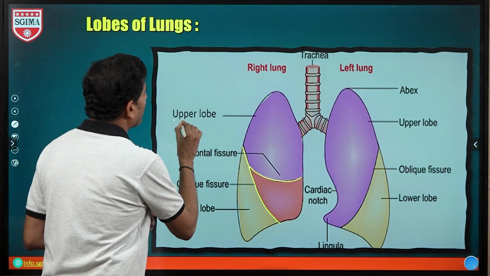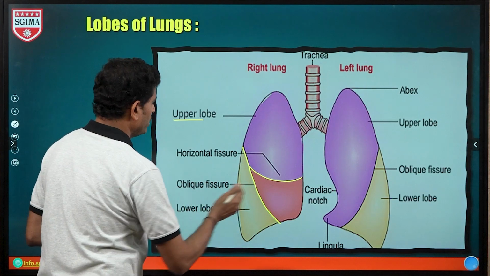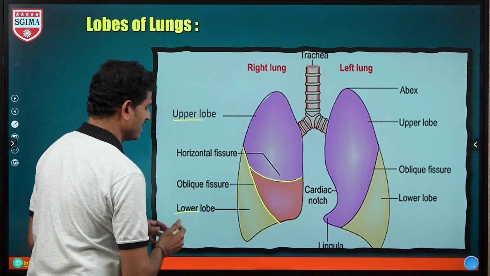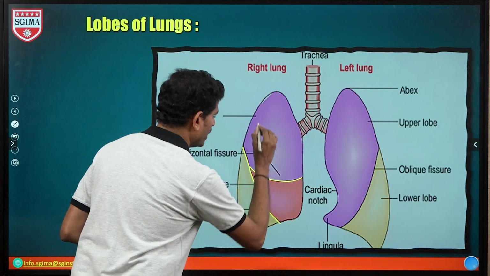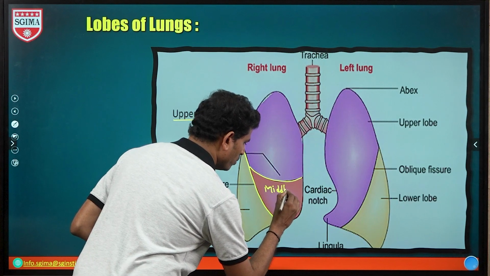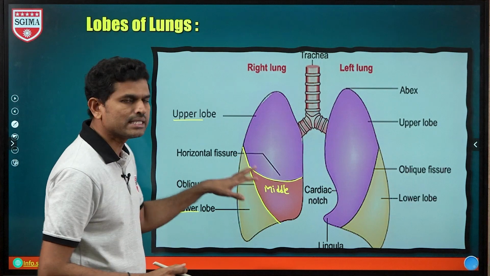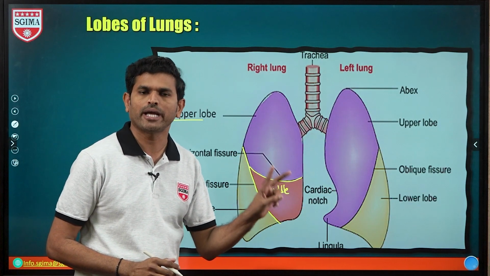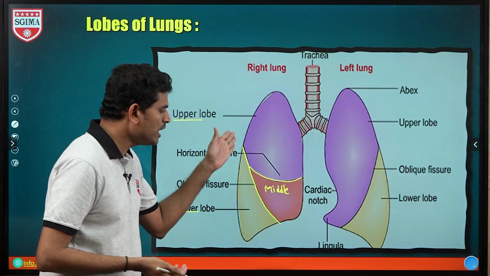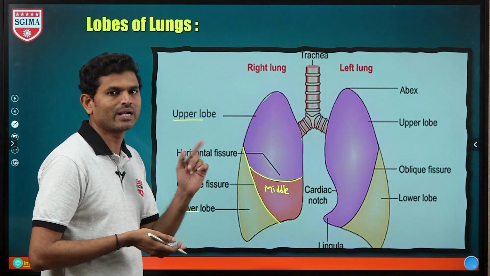So one is the upper lobe or superior lobe, and the middle one is called the middle lobe only. And another one is the lower lobe, that is known as the inferior lobe. So superior lobe, next one is the middle lobe, and this one the inferior lobe. So the right lung is divided into 3 lobes by 2 fissures. What is a fissure? Fissure means a deep groove which can divide anything into 2 parts. That is called a fissure.